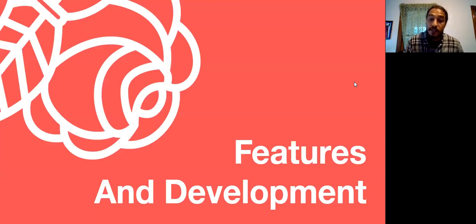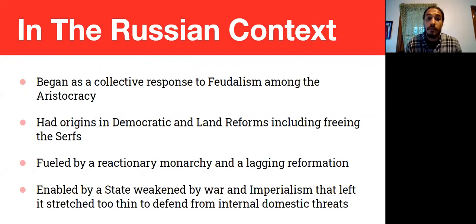So, features and development. I like to use Russia as a good base because most people understand the Russian context of socialism. But socialism really develops, or a socialist state develops, depending on the culture that it starts in and the history of that place. So in Russia, it started as a collective response to feudalism, and it was mostly among the aristocracy. Had origins in democratic and land reforms, including freeing of the serfs.